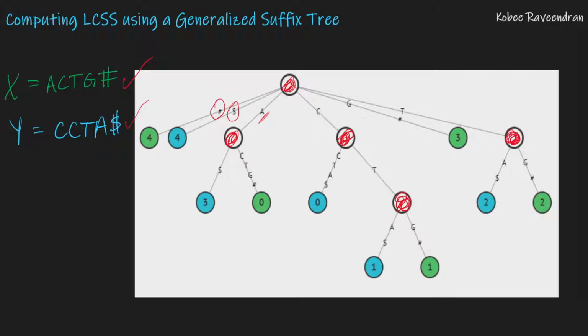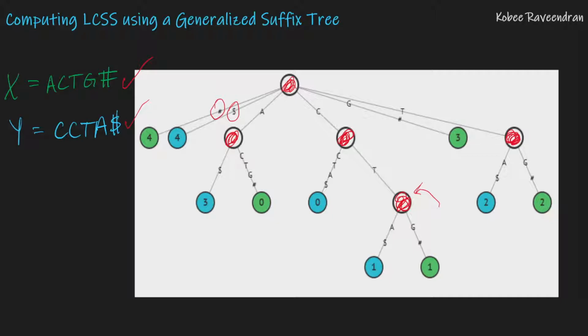Anyway, these are just the common substrings. To find the longest one, we need to find the deepest such node, which just by eyeballing it is this one right here. But if you were to implement this programmatically, you just run a DFS to find that. And what actually gives us the longest common substring is just the substrings we pick up along the way from the root to this node.